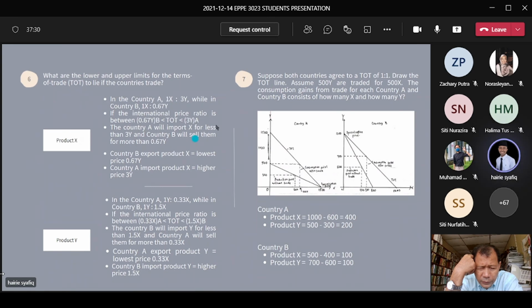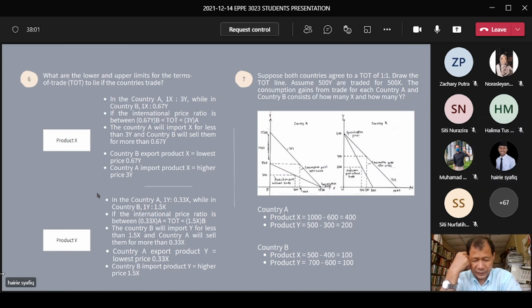And for product Y, in country A, 1Y is equal to 0.33X, while in country B, 1Y is equal to 1.5X. If the price ratio is between 0.33X in country A, less than TOT, and less than 1.5X in country B, country B will import Y for less than 1.5X, and country A will sell them for more than 0.33X. Wait a minute.